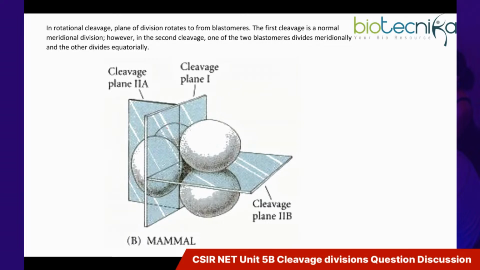But the plane of division will rotate. After the two blastomeres are formed in the first cleavage, which was a normal meridional division, in the second cleavage one of the two blastomeres divides meridionally, and the other one divides equatorially. As you can see here, this daughter cell has produced two cells, one at the top and one at the bottom. In fact, this one happens a little later. This one divides faster, and because of the meridional division, they have produced one cell at the right and one cell at the left.